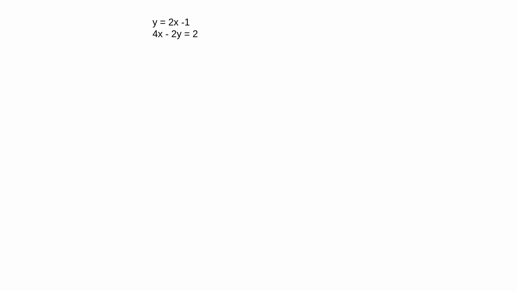They look different, right? But indeed, they're the same thing. Let's simplify the second one. First we can divide by 2. We divide all 3 terms by 2, so we get 2x minus y equals 1.